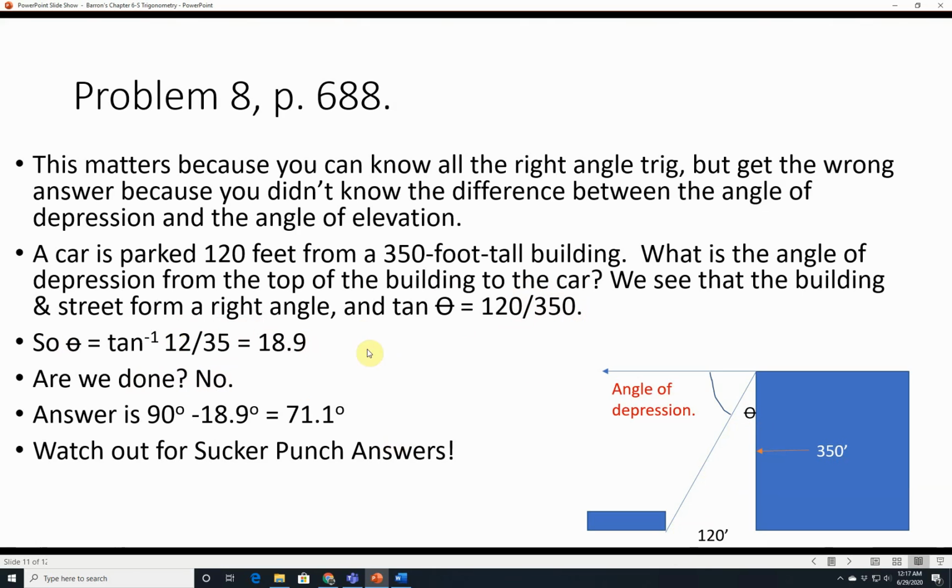Are we done? Notice that that's one of the sucker punch answers, 18.9. No, we're not done. You have to subtract from 90 degrees because they want the angle of depression, which is this here. That adds up to 90, so that's 90 minus 18.9, 71.1. That was the first mistake I made on that. It's the only mistake I actually made on those questions because I wasn't sure what the angle of depression was.